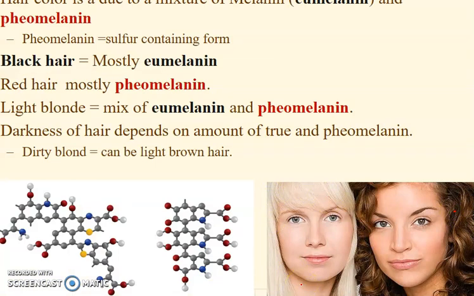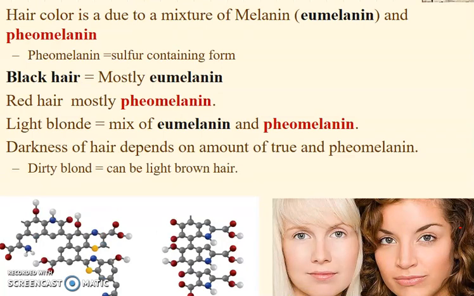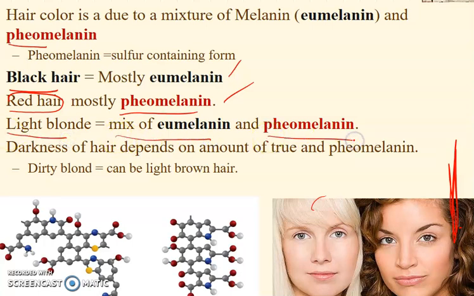There's actually two melanins. There is true melanin called eumelanin. That is a brownish pigment, or black. And then you have pheomelanin. This has sulfur-containing amino acids, and it actually traps some iron, so it is red in color. So this young lady makes a lot of pheomelanin. This lady right here, she could make a combination of both true melanin and pheomelanin, or she could just not make very much melanin. So light blonde can be a mixture of both true and fake melanin, or pheomelanin.